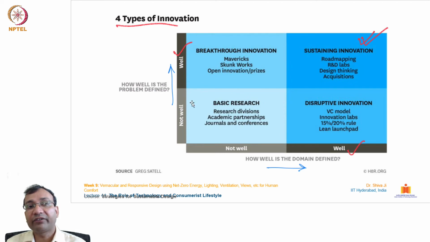If the problem is well defined and the domain is not clearly defined, you can go for breakthrough innovation, like maverick ideas, open innovation, prizes, and competitions, which also fall under this quarter. And next, if the domain is well defined but the problem is not, you end up with disruptive innovations. This is where disruptive technologies, disruptive business models, products, or service solutions come under this quarter.